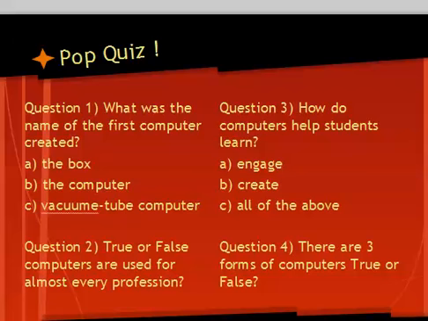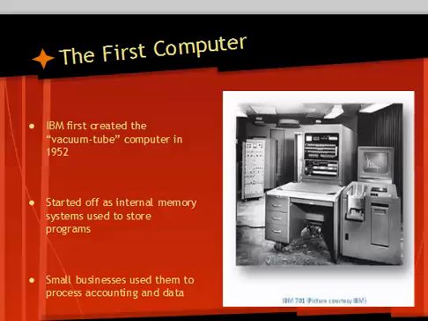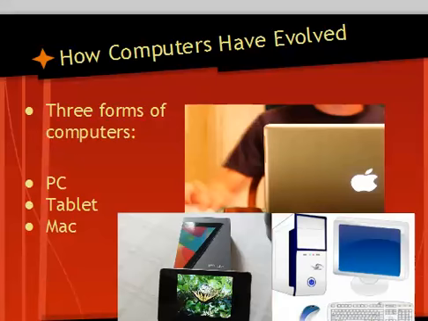Well, I sure hope that you were paying attention because we actually have a pop quiz on this today. But before we go into our pop quiz, we're going to recap. Our first computer was a vacuum tube and actually started off as a storage system, very different from what we have today. Then computers evolved. There are three types of computers. Let's see if you guys can get them right. PC, Mac, tablet. Very good.